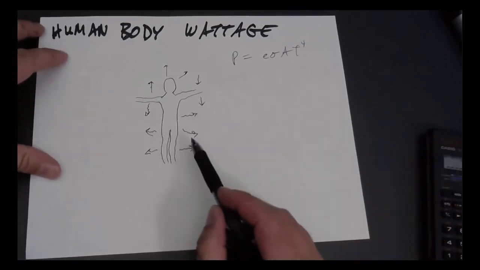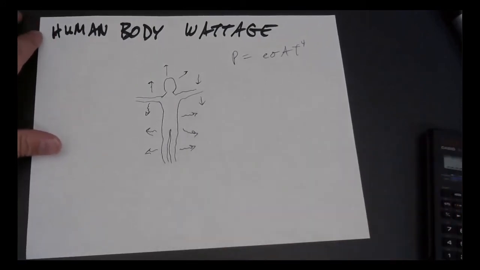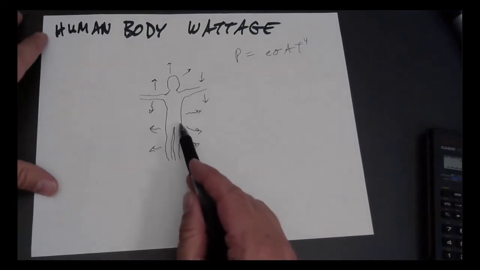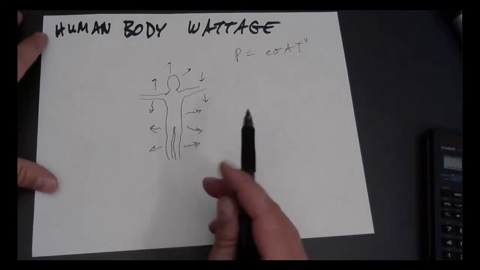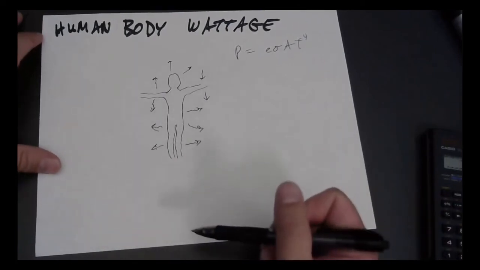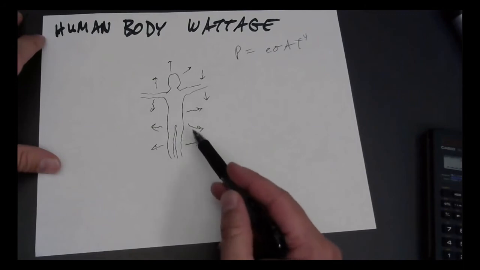Now, air is a very poor conductor. We still haven't talked about conduction. That'll be the next video. So we don't actually have to worry about the heat whisked away from your body by conduction because air is a poor conductor. Water, on the other hand, is a much better conductor. We only have to worry about the radiation.